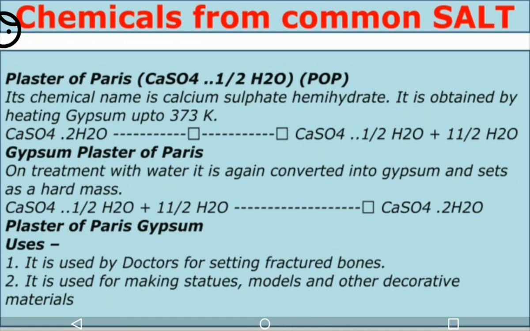Now we will try to understand the properties of plaster of Paris. It is a white powder. It absorbs water with the evolution of heat. It means it gives an exothermic reaction. When mixed with water, it forms a paste which sets into a hard mass. If there are fractures, we use plaster. When we add water to plaster of Paris, calcium sulfate hemihydrate, it forms a paste which sets into a very hard mass. This is called setting of POP.